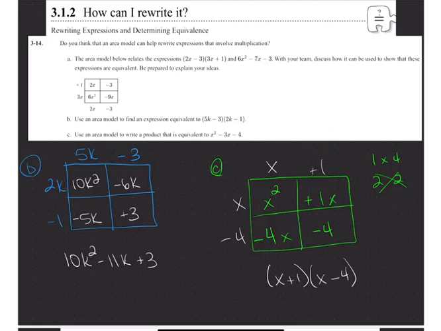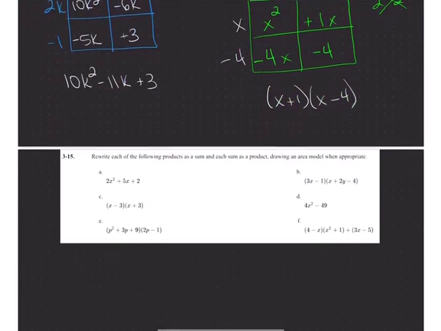So today is just a whole lot of problems, a whole lot of examples of doing these types of problems. For 15, it says to rewrite each of the following products as a sum and each sum as a product. Draw an area model where appropriate, right? So we're just finding some equivalent forms on these.